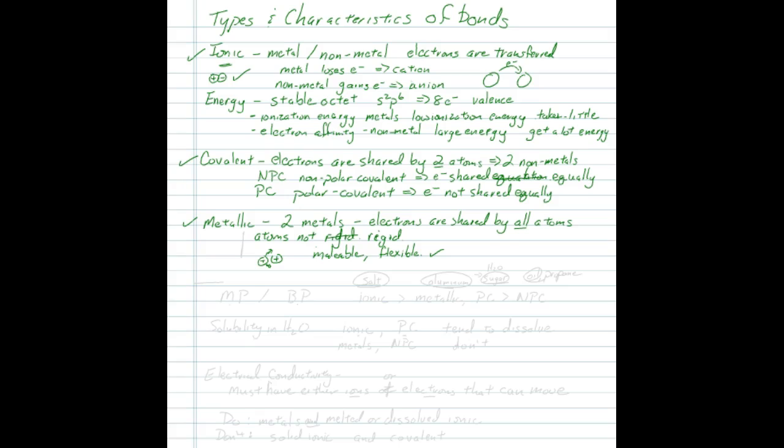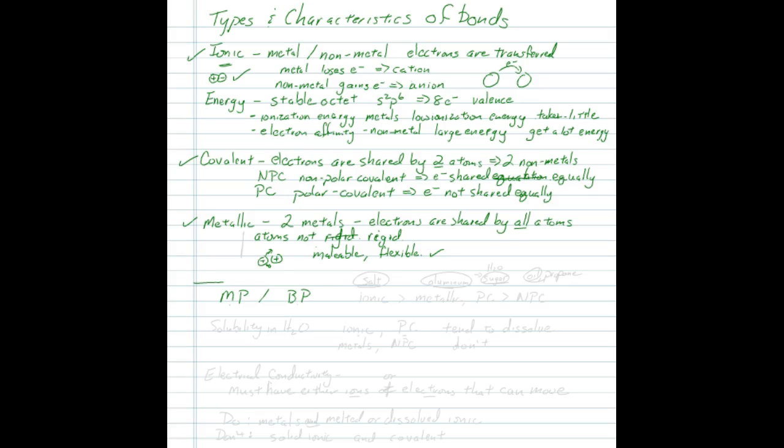These are the types of bonds. Now we're going to talk about the characteristics of bonds. There are three of them that we're going to talk about: melting point and boiling point. And these are general approximations. There are many exceptions to the rule. These show you general trends.